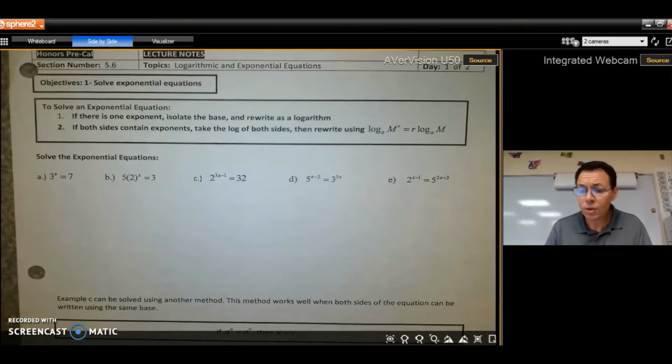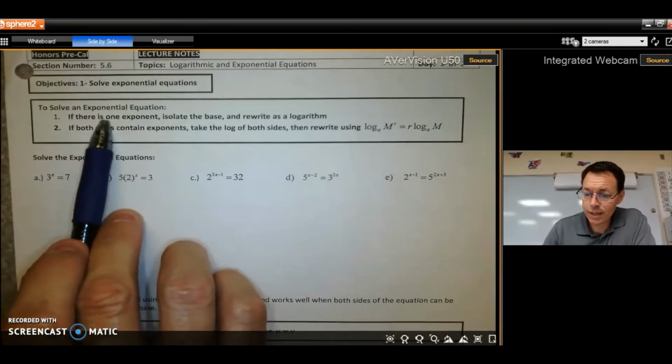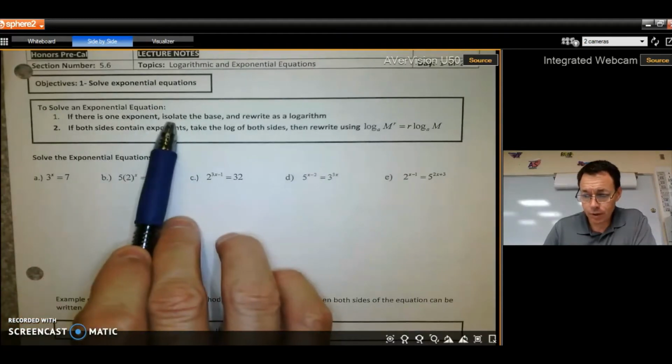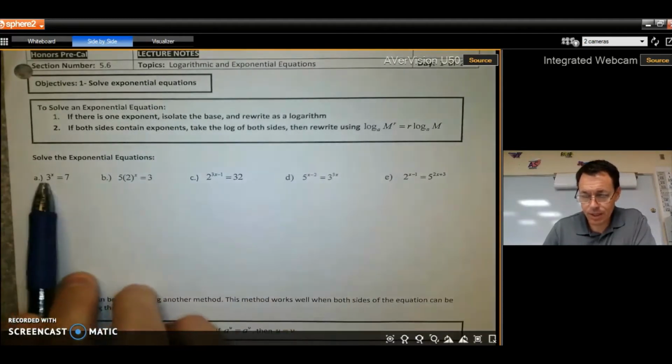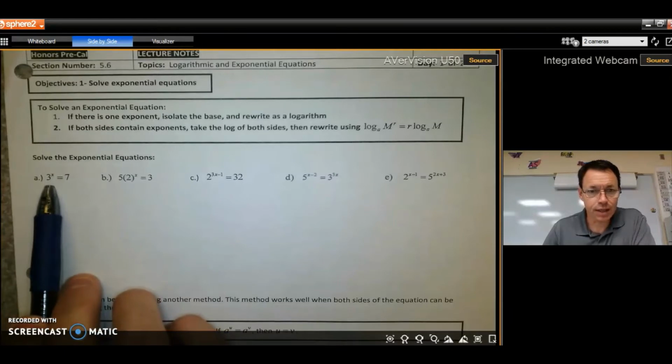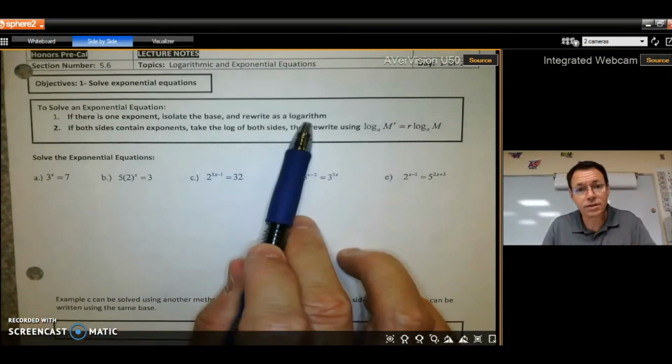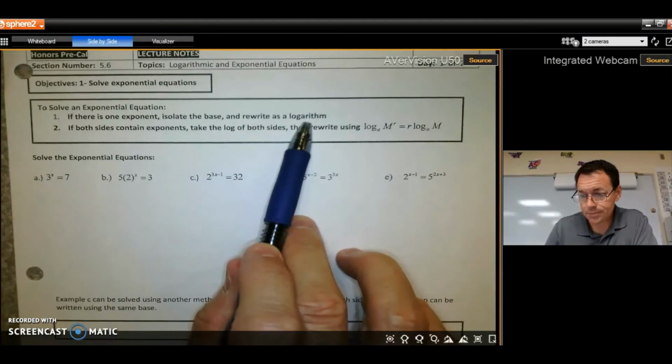Okay, so like one way, if there is one base with one exponent, all you need to do is isolate the base, so get the base by itself, like we've kind of got here, and rewrite it as a logarithm. And then once you have that, you should be able to solve it.